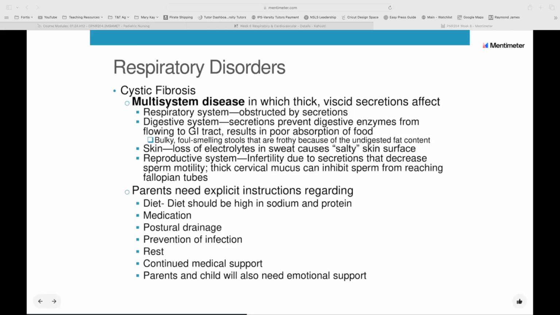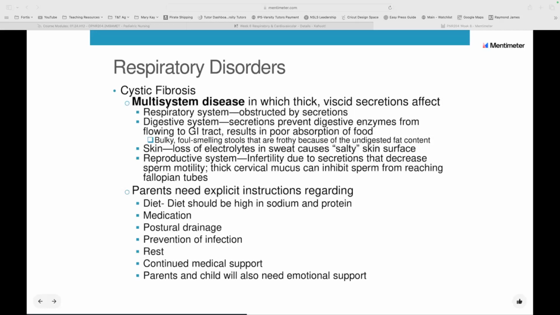And then they are also at risk for infertility due to those really thick secretions. They're going to decrease sperm motility. And then in females, you have thick cervical mucus that inhibits the sperm from making it to the fallopian tubes. So we see our respiratory, our digestive, our skin, and our reproductive systems are all affected by this disease.